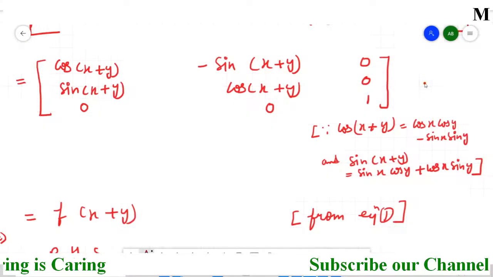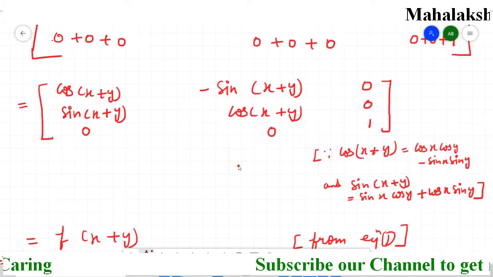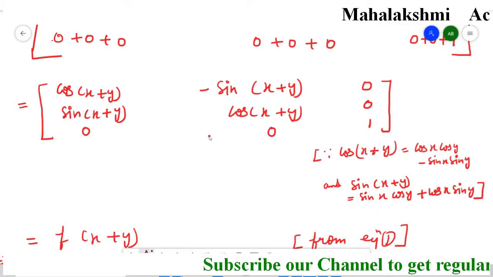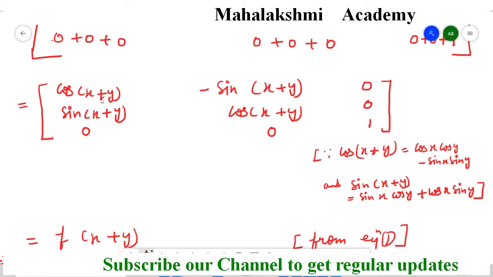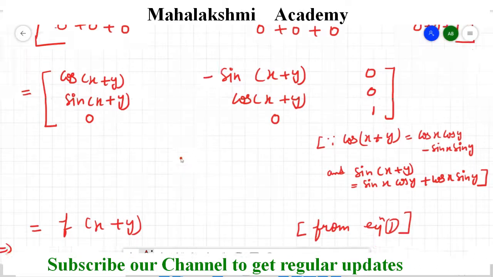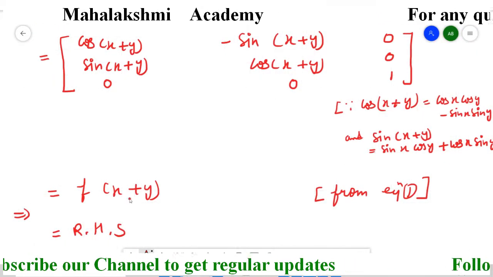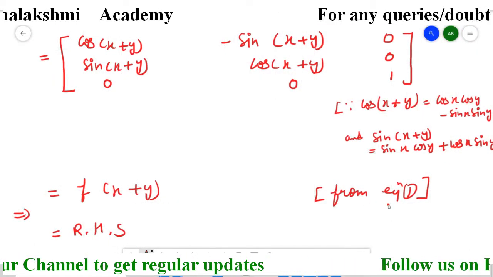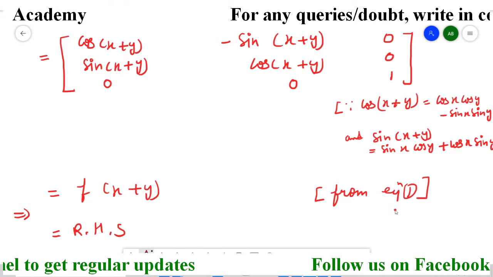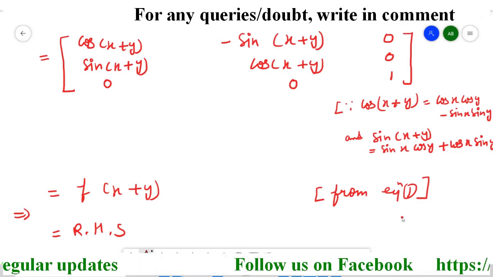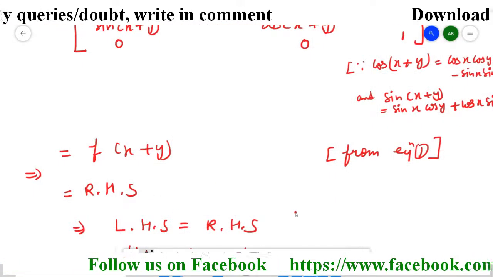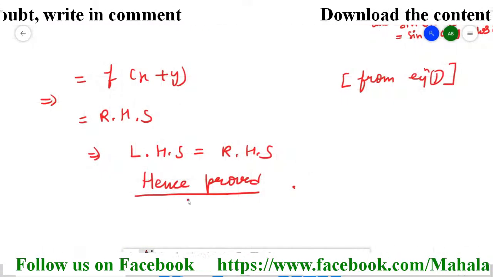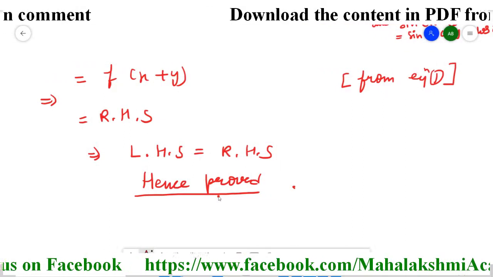So now what we obtained, as I explained earlier, is a function in terms of x plus y. So we will replace it as f(x plus y). How do we replace it? Because of equation 1, which is given in the question, that I assumed as equation 1. You can see the solution, and that's our right hand side. So left hand side and right hand side are equal. So it's completed.